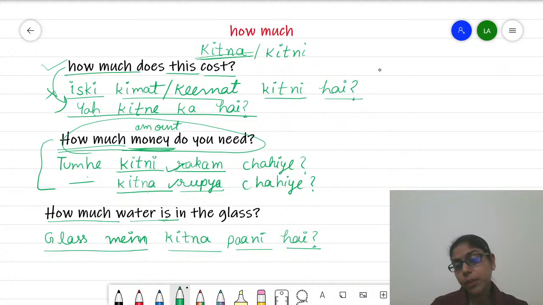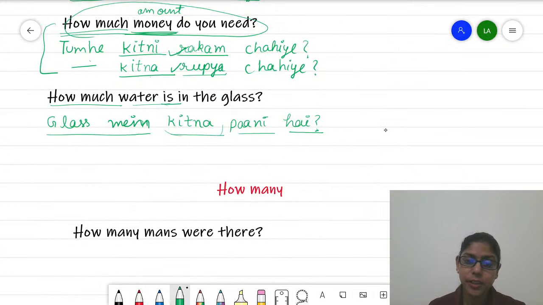So again, because we consider pani as masculine, that's why we are using kitna. Otherwise, we would have used kitni. I hope you understand the difference also, where we have to use kitna and where we have to use kitni. So, how much is kitna or kitni? Let's move to the next word.